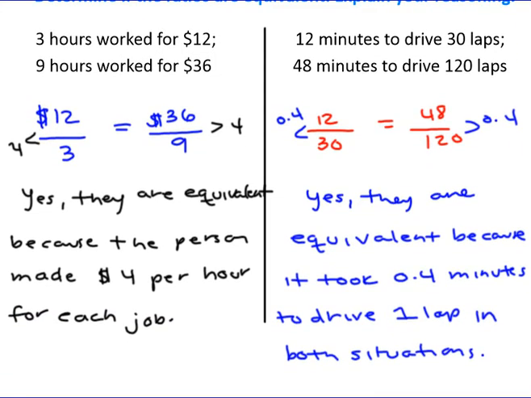So for the first one, the ratios are equivalent, and again, I asked you to defend your answer using unit rates. So yes, they are equivalent because the person made $4 per hour for each job. I found the unit rate, $12 over 3 hours is $4 per 1 hour, and $36 over 9 hours is $4 per 1 hour. For the second one, again, I asked you to defend your answer using a unit rate. So yes, they are equivalent because it took 0.4 minutes to drive one lap in both situations.